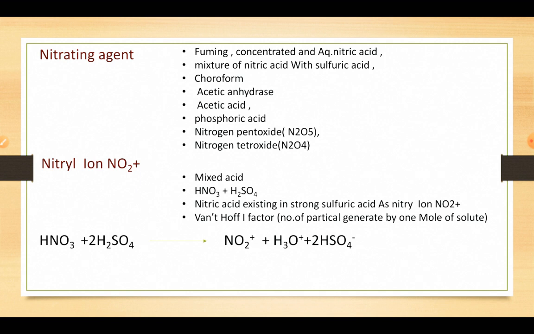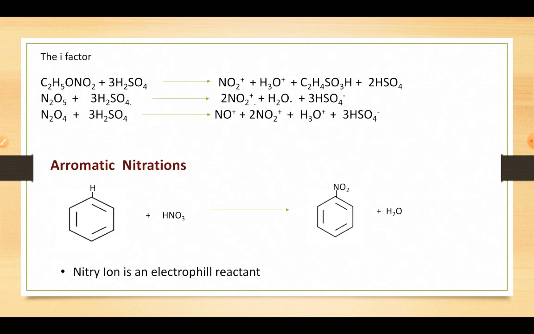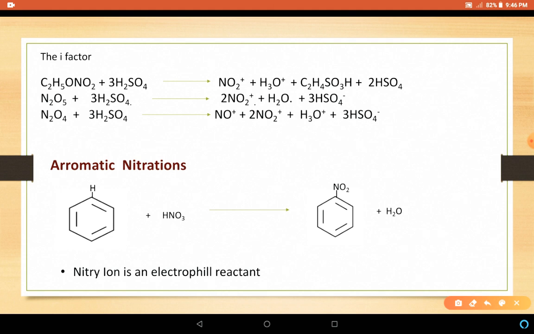Van't Hoff factor is the number of particles generated by one mole of a solute. The Van't Hoff factor is the ratio between the actual concentration of particles and the concentration of the solute. This is the number of particles for nitrating agents such as ethyl nitrate, nitrogen pentoxide, and nitrogen tetroxide. The number of particles per mole of solute reacts with sulfuric acid to form nitronium ions.